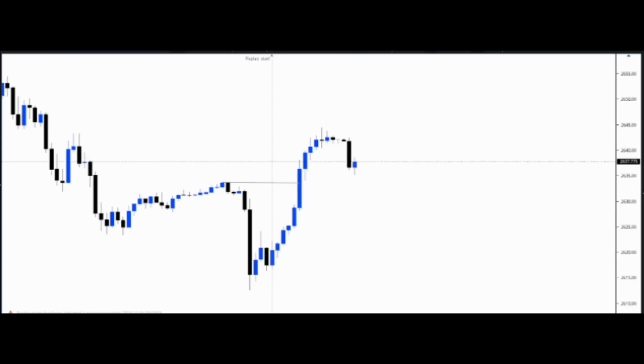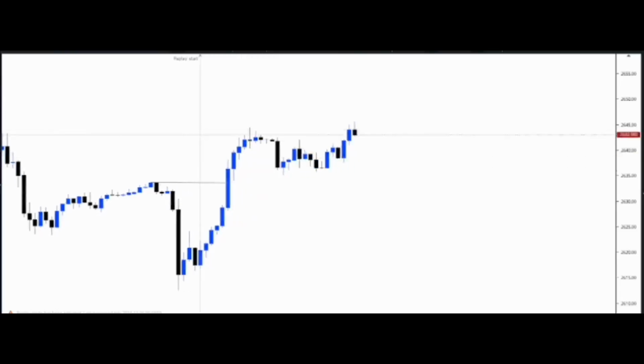So you need to wait for inducement. So let's continue. As you can see, this high is higher than this previous high. And so where is the inducement here? Here is your inducement, right here. And as you can see, price took out that inducement.